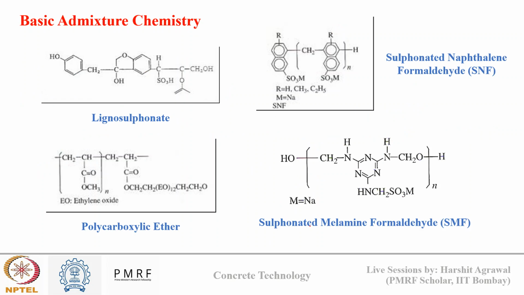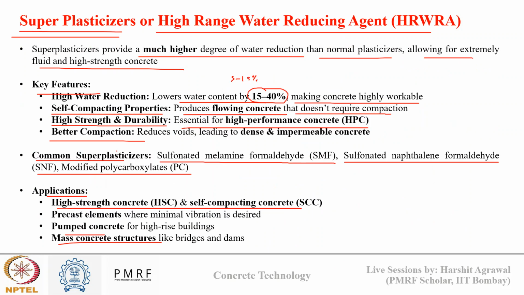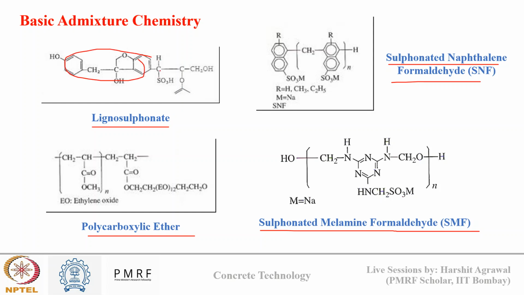In this slide, I have just shown you some structures of the superplasticizers that we listed a few slides ago. We have lignosulfonates, sulfonated naphthalene formaldehyde, polycarboxylic ether, and sulfonated melamine formaldehyde. In all of them, you can see there is a long chain of hydrocarbon, and there is a hydrophilic group attached to it.